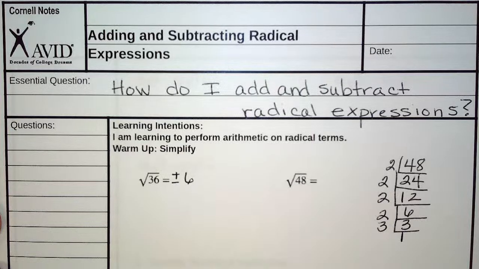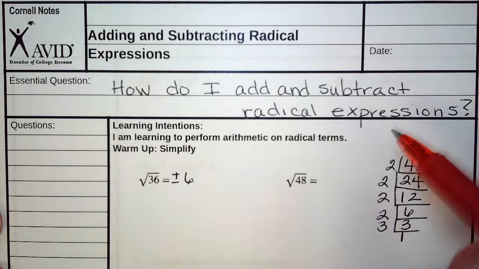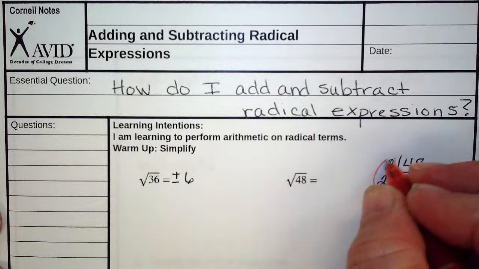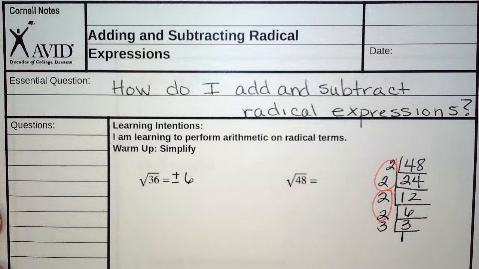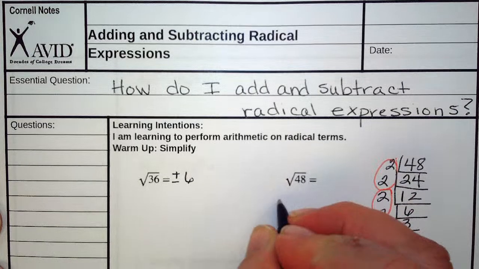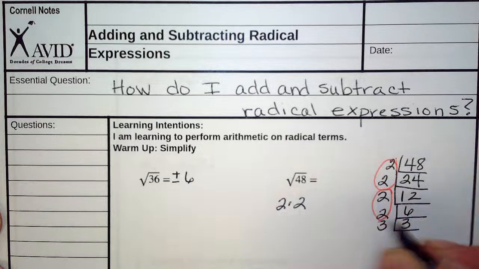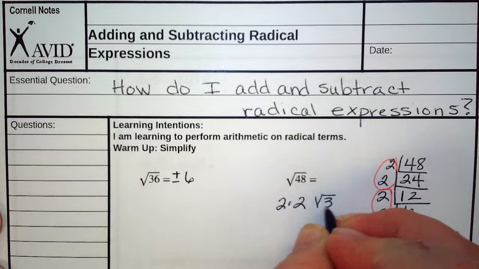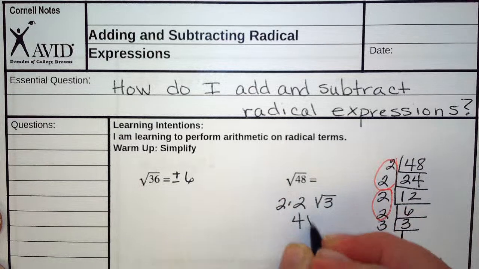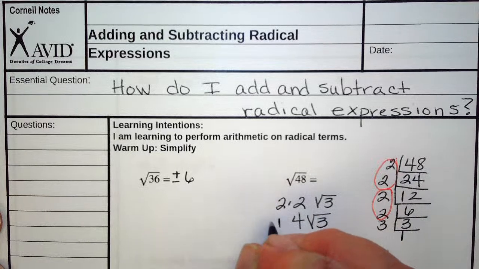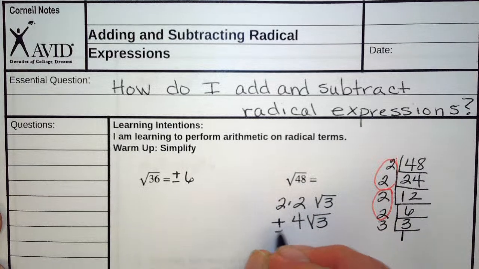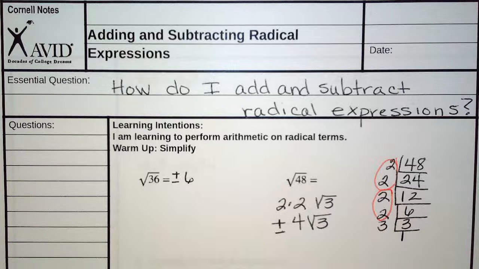Let's pair it up. I've got a pair of 2's. I've got a second pair of 2's. So this is 2 times 2 square root of 3, which is 4 square root of 3. Once again, we have our primary, which is our positive, and our secondary, which is our negative. So the answer is positive or negative, 4 square root of 3.